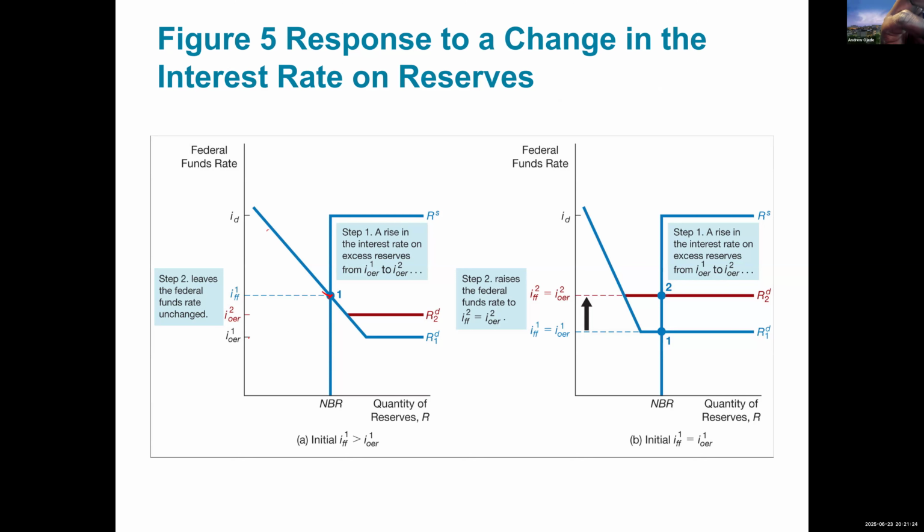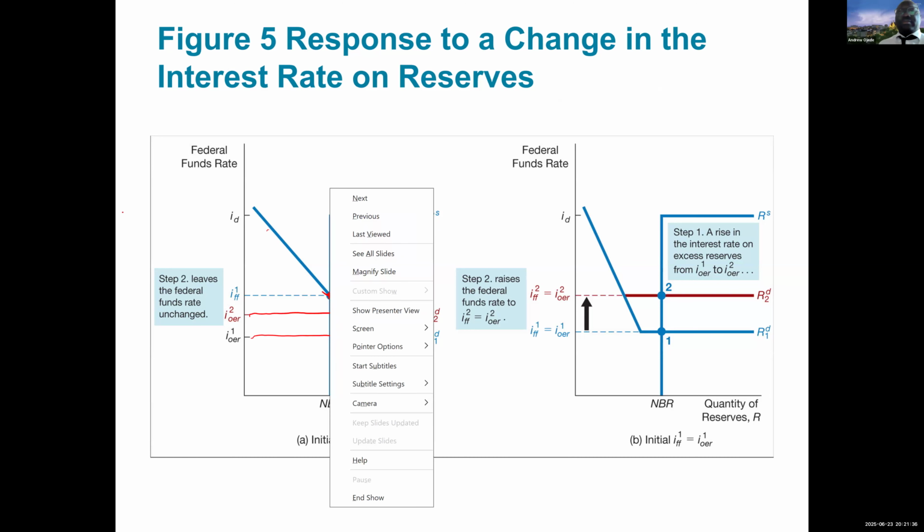If the Fed increases the interest rate paid on reserves, this flat portion shifts upwards, which raises the interest rate paid on reserves. That's not going to impact this equilibrium federal funds rate. It will have zero effect.